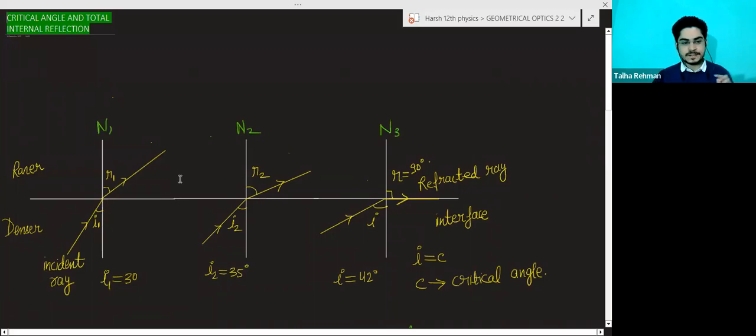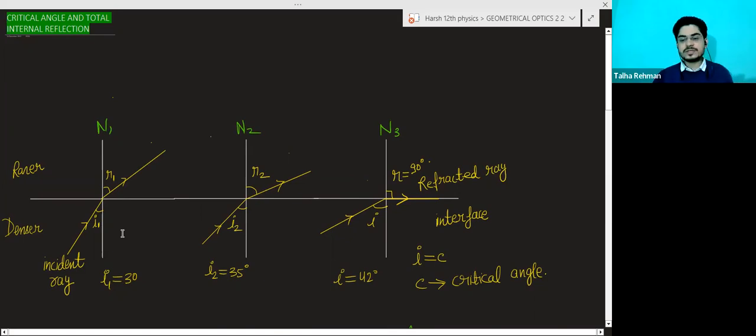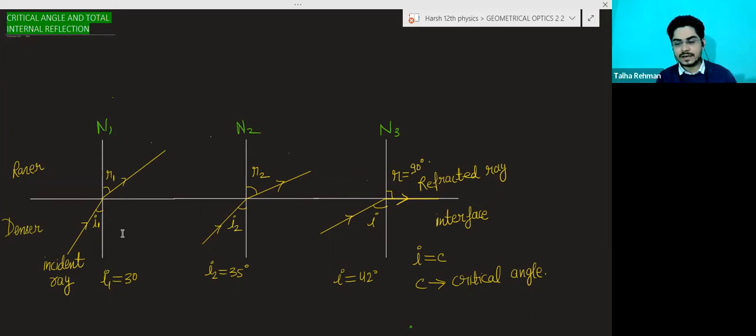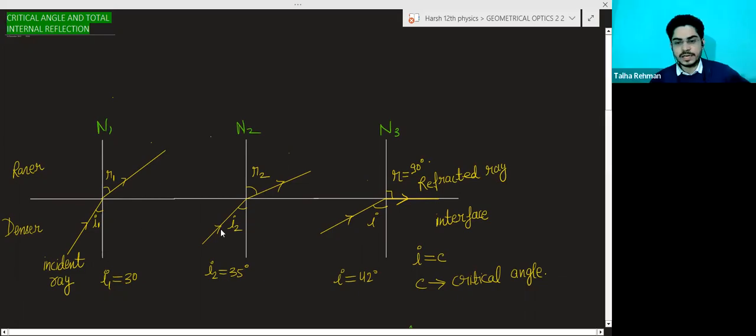Light must go from denser to rarer medium, and the angle of incidence must be greater than the critical angle. That is the condition for total internal reflection.